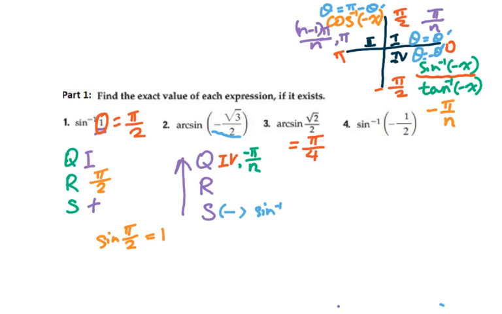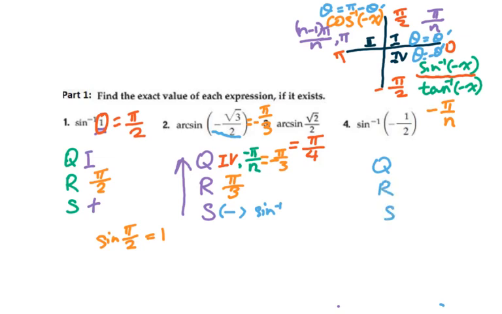So what's the reference angle? Since sine pi over 3 equals the square root of 3 over 2, that's pi over 3. So the answer will be negative pi over 3. Negative pi over 3 will be the solution. Let's go to number 4.